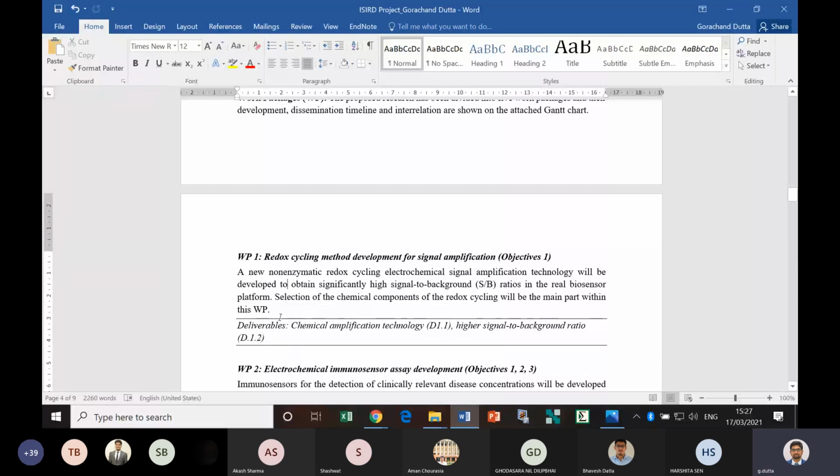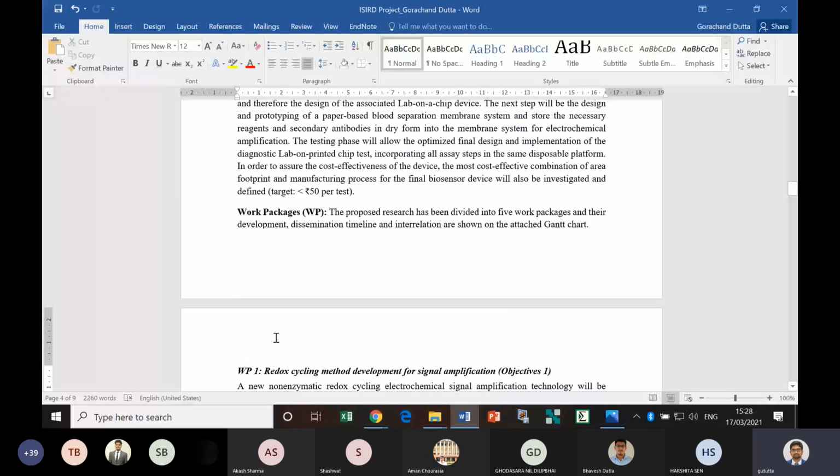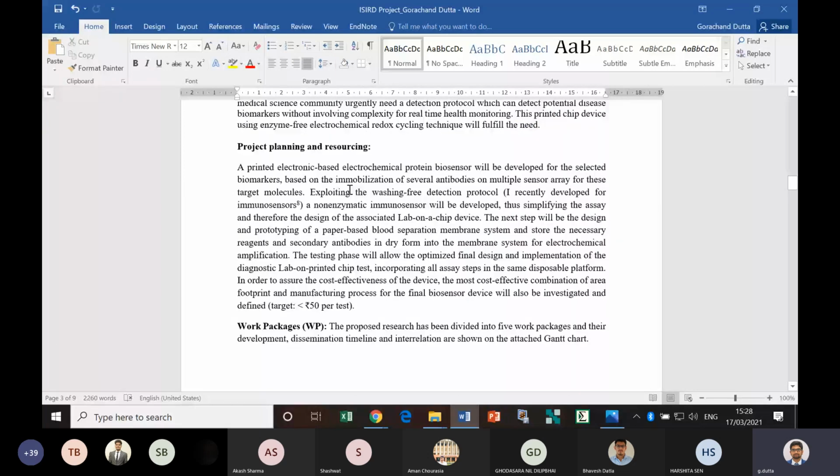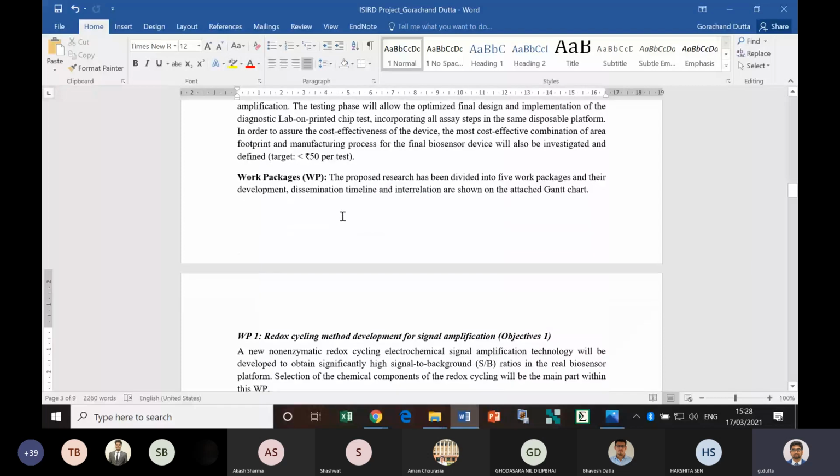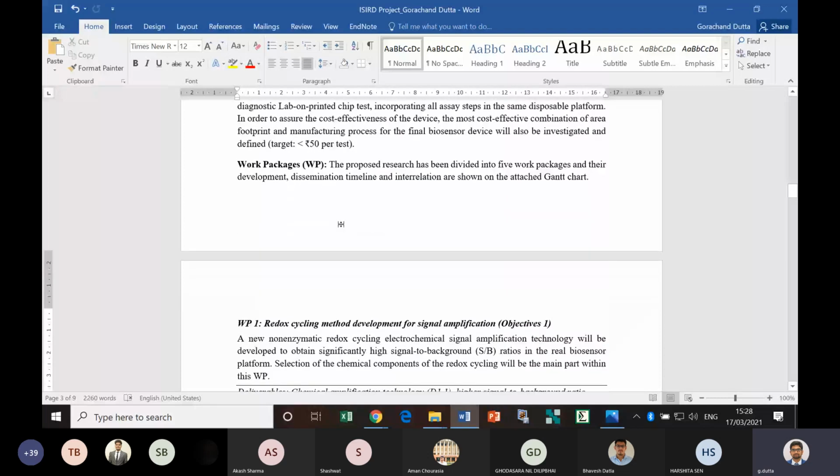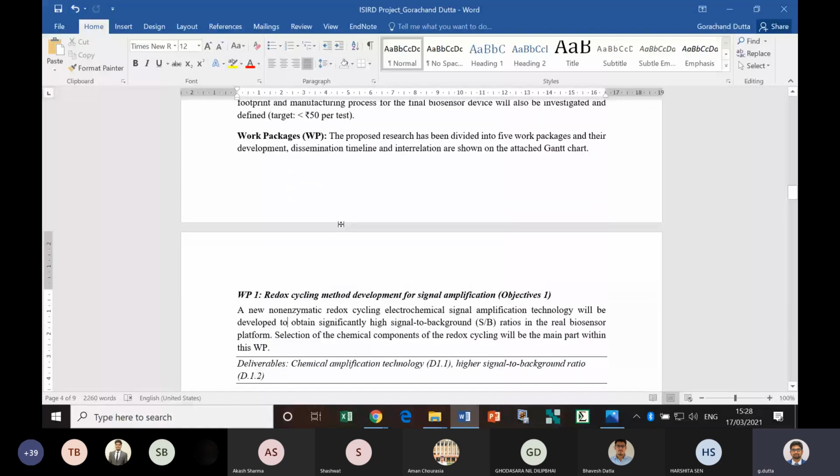See, I am clearly mentioning all the points, right? And also point by point. See, it is not like one paragraph. I'm separating them paragraph by paragraph, point by point, work package by work package, so that it will be more decorative, and whoever reads this proposal can understand easily, right?